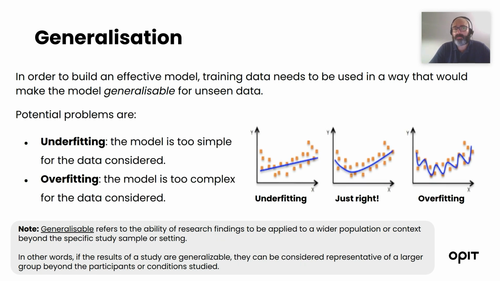Which are the main problems that we can find in the generalization process? We can find mainly two inconsistencies. If the model is too simple to fit the data considered, we are in a situation called underfitting, which we can see here on the left of this picture. We can understand that this model, the straight line, will not be able to actually represent the data and to predict new data when they come in the inference phase.